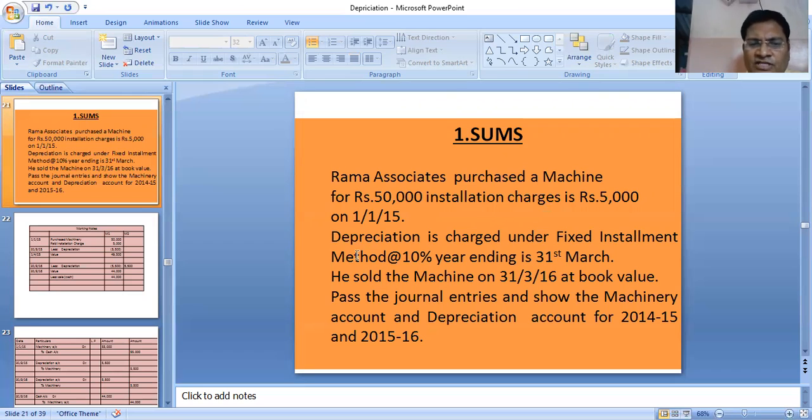Depreciation is charged under the fixed installment method at the rate of 10% every year, ending 31st March. He sold the machine on 31st March 2016 at book value. Pass the journal entries to show the machinery account and depreciation account for the years 2014-15 and 15-16. It's better practice in this chapter to do the workings first.